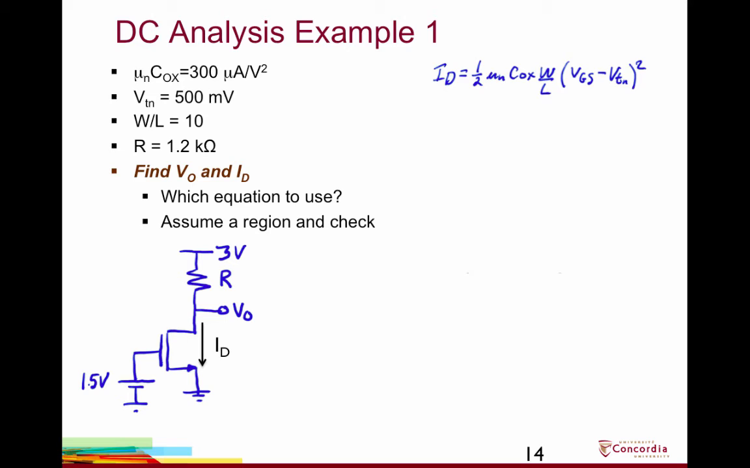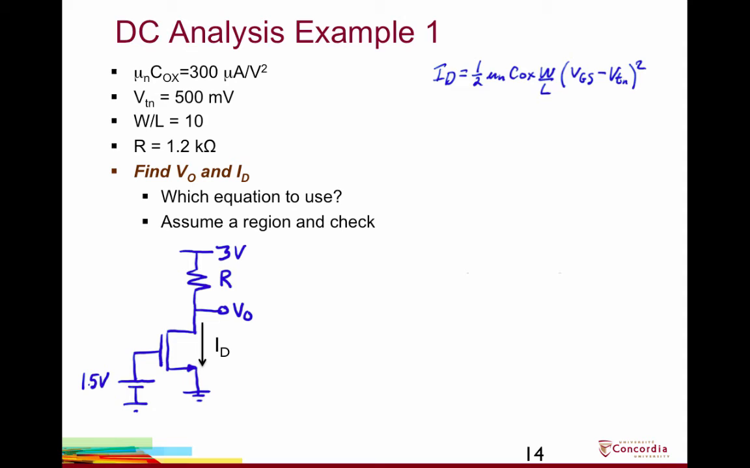We're typically going to assume that a transistor is in saturation, particularly if we have in mind that it's going to be an amplifier, because that's the region we would like it to be in. So we might assume we've chosen the values appropriately. We're going to assume it's in saturation, and then we're going to check to see if it was indeed in saturation. Notice that we've ignored channel length modulation here, and that's commonly done in DC analysis.